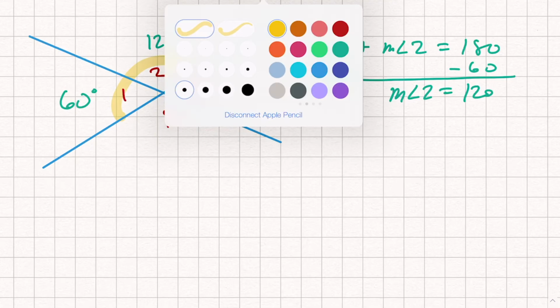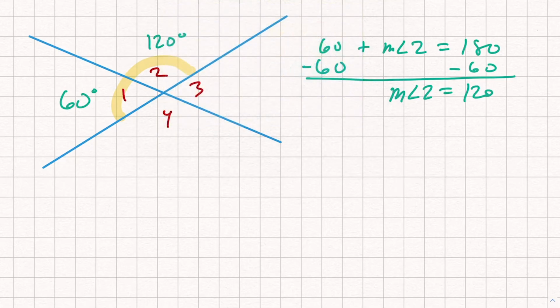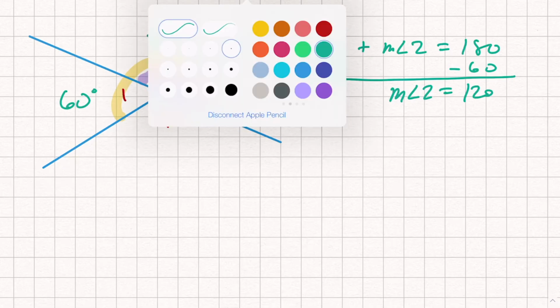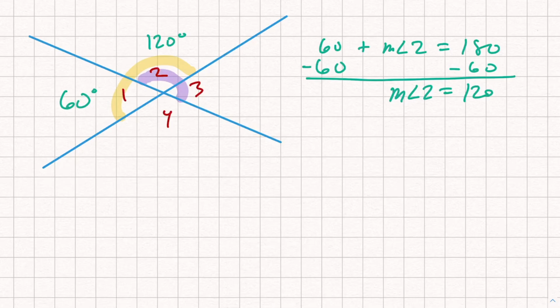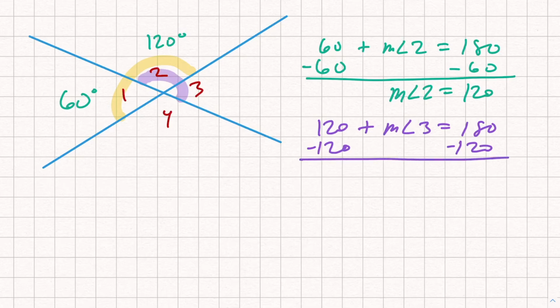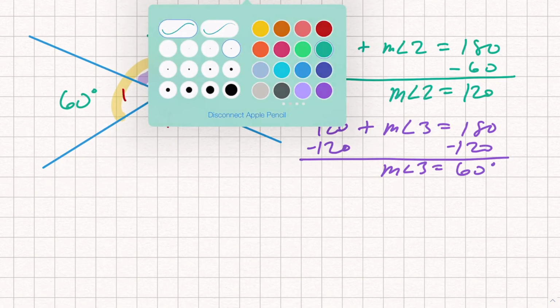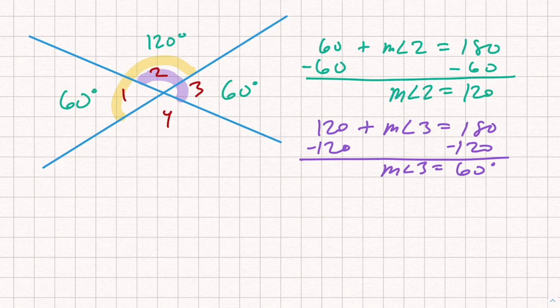So I also know that another linear pair would be angle 2 and angle 3 right there. So with angle 2 and angle 3, I know that angle 2 is 120 degrees plus the measure of angle 3, that's a linear pair, so it should equal 180 degrees. So if I subtract 120 from both sides, I have the measure of angle 3 is going to be equal to 60 degrees. So back here, this is also 60 degrees.